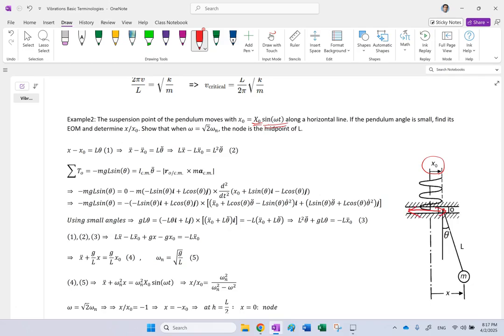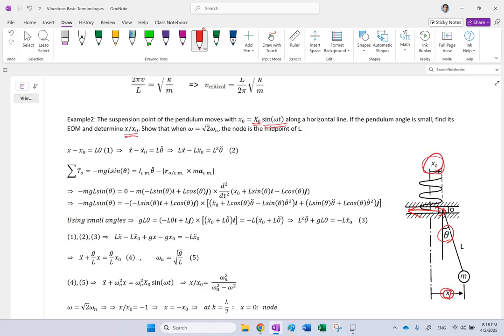As a result of that, the x position of this end of the pendulum with respect to the origin, or this angle theta, will start changing as well. So what is it that we need to do? First of all, we want to find a differential equation governing x, or you can say governing theta, because these two are related to each other, where you find the magnitude of x over the magnitude of x0.